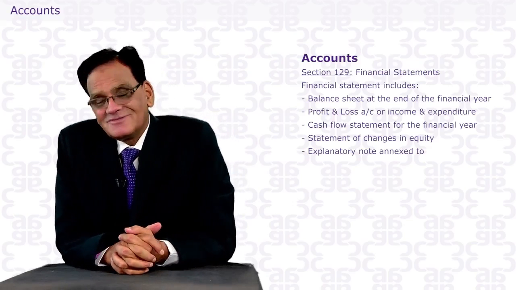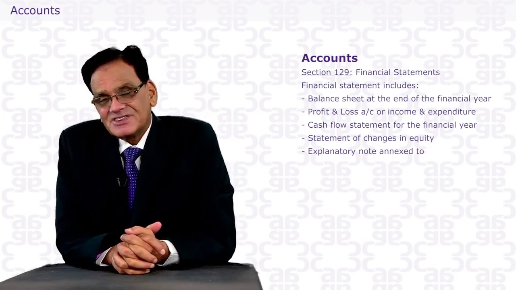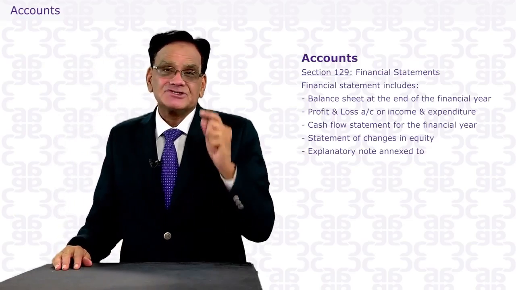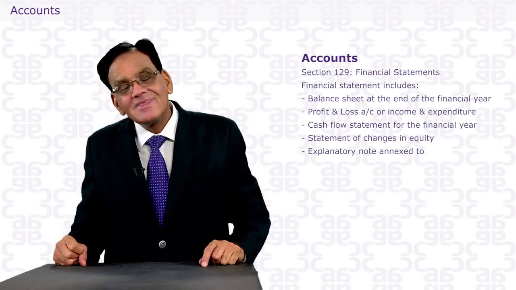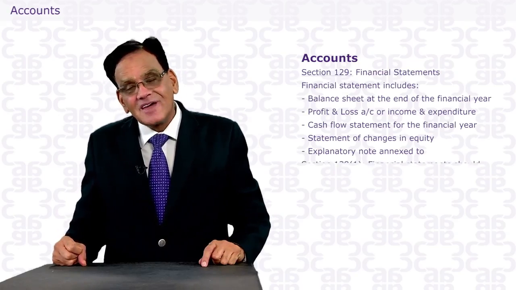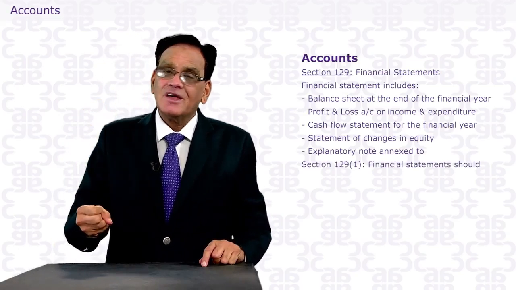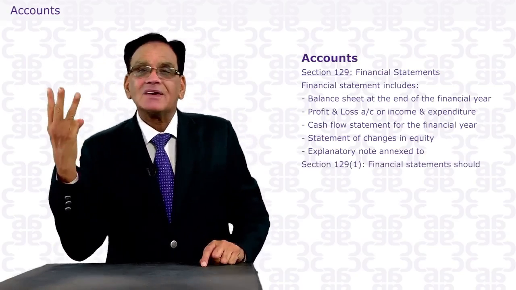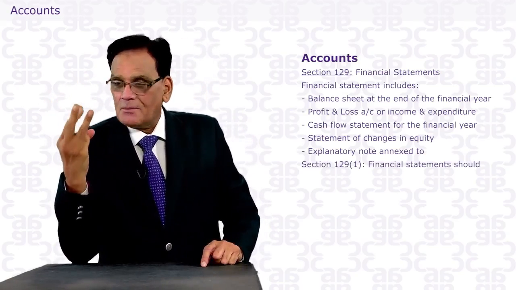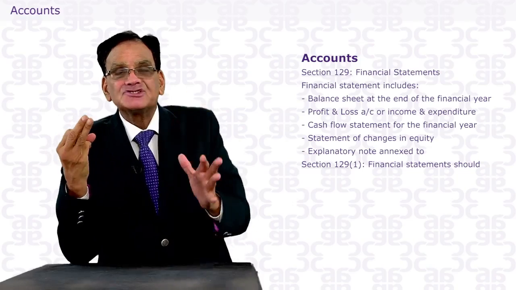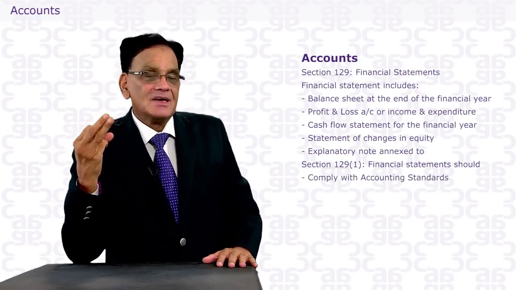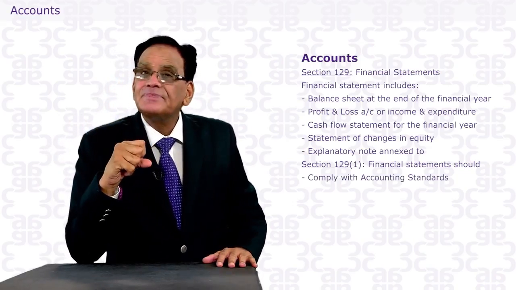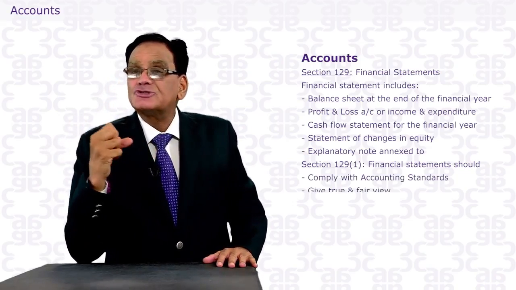So what you have to do? Section 129 says that the financial statement the company has to prepare. How you have to prepare? The company has to prepare the financial statement. 3 things are to be kept in mind. Number 1, when you prepare the financial statement, comply with the accounting standards. Number 2, to show the true and fair view.